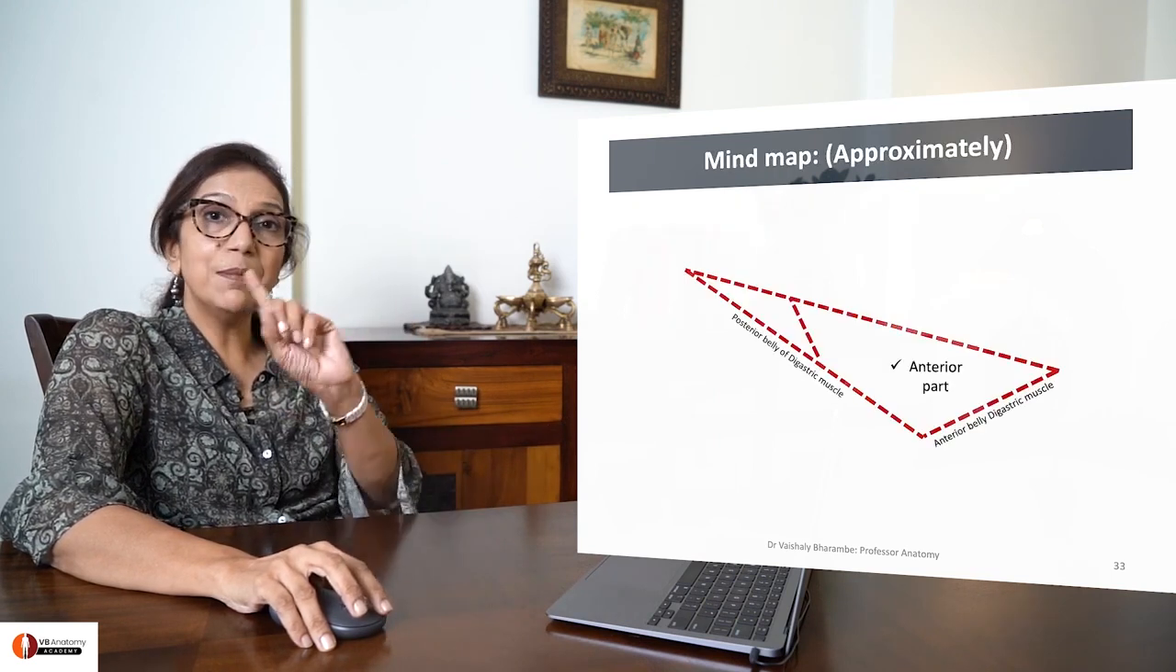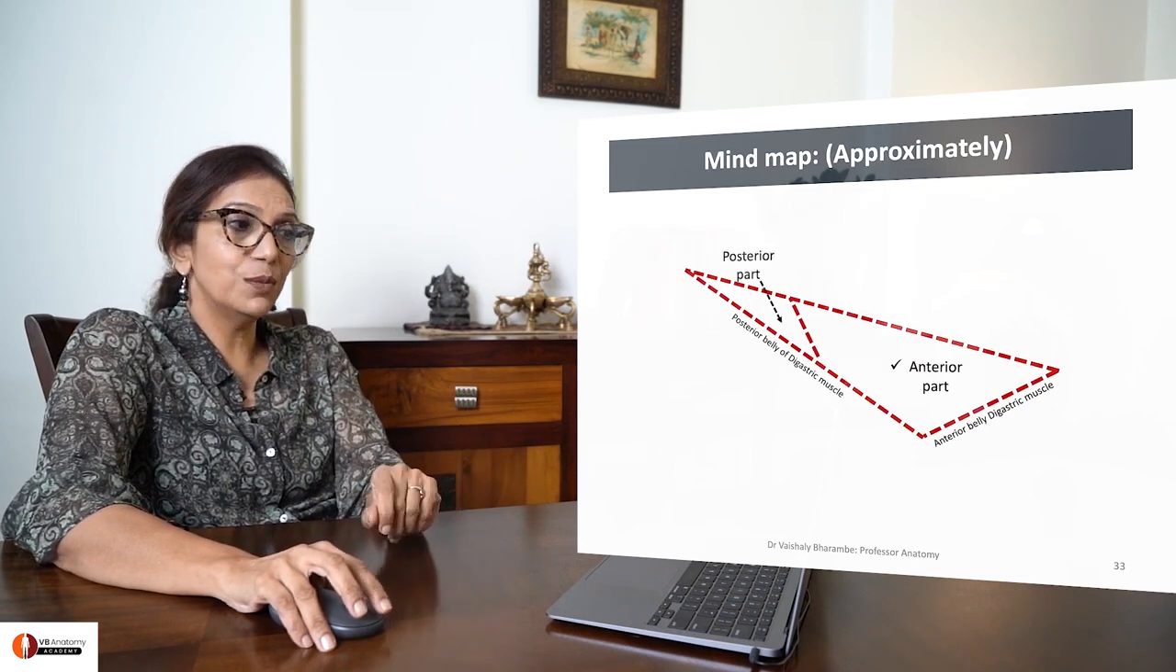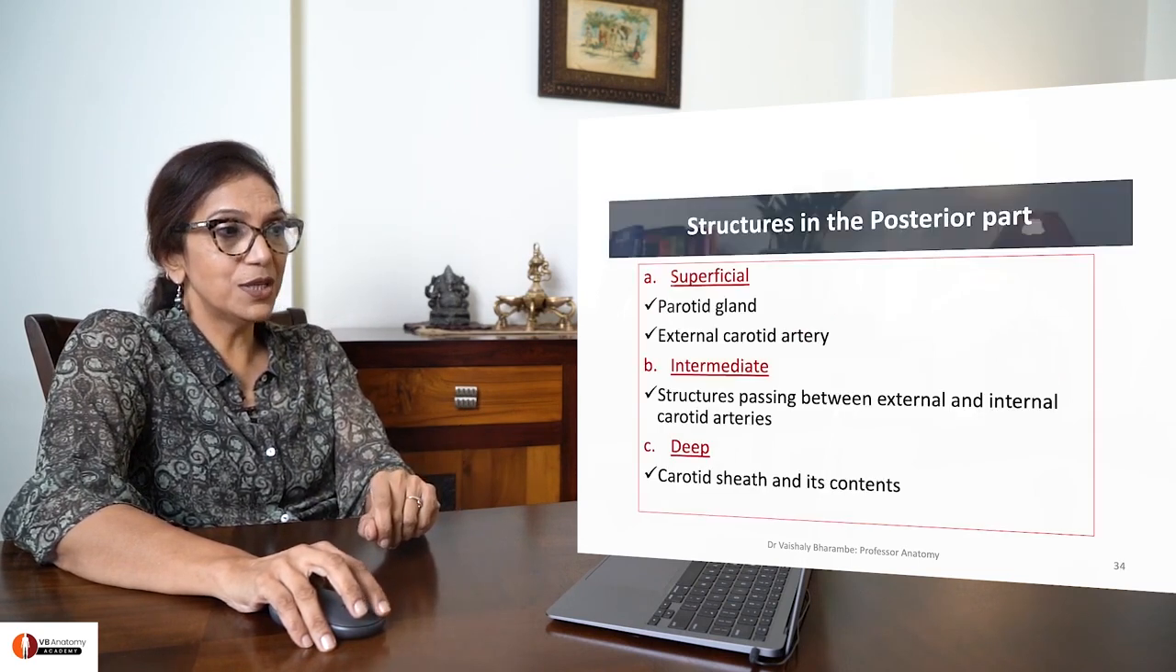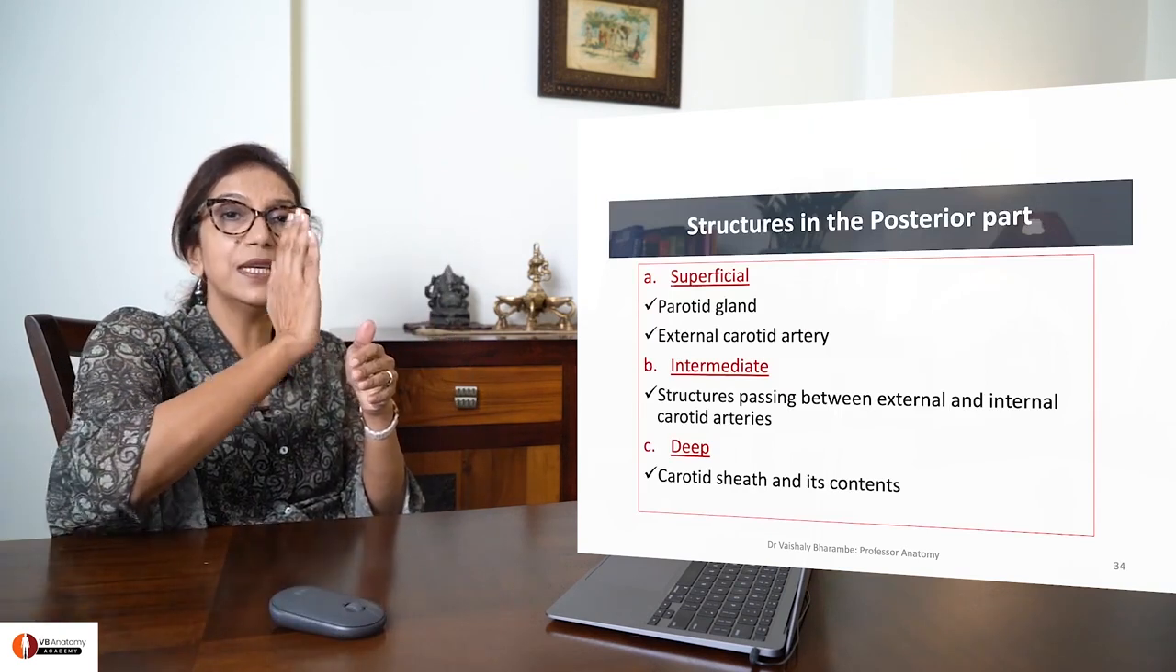Right. So let's come back to the image that we had built. Anterior part done. Let's go to the posterior part. In the posterior part, all structures are arranged as superficial, intermediate and deep.